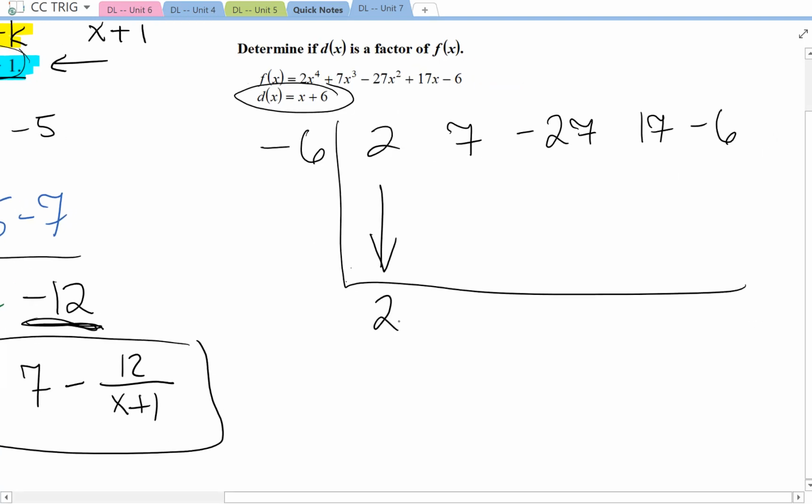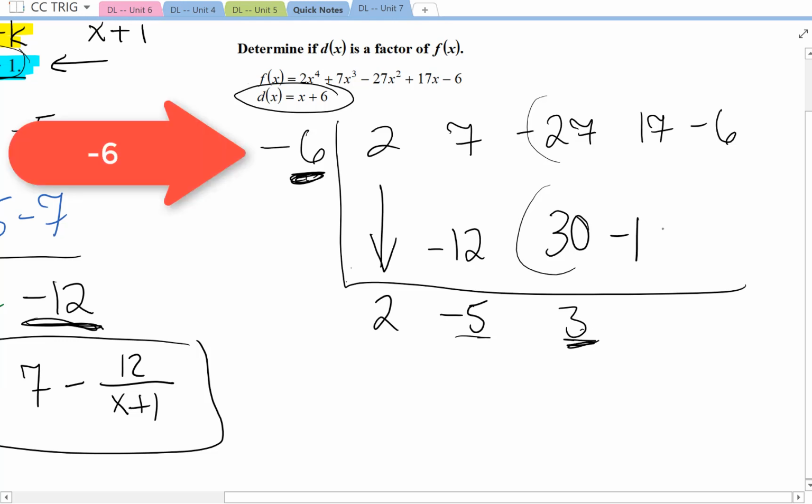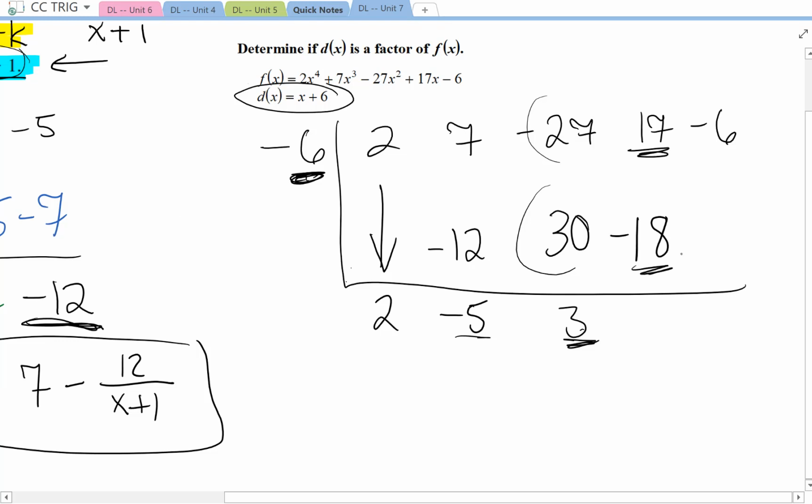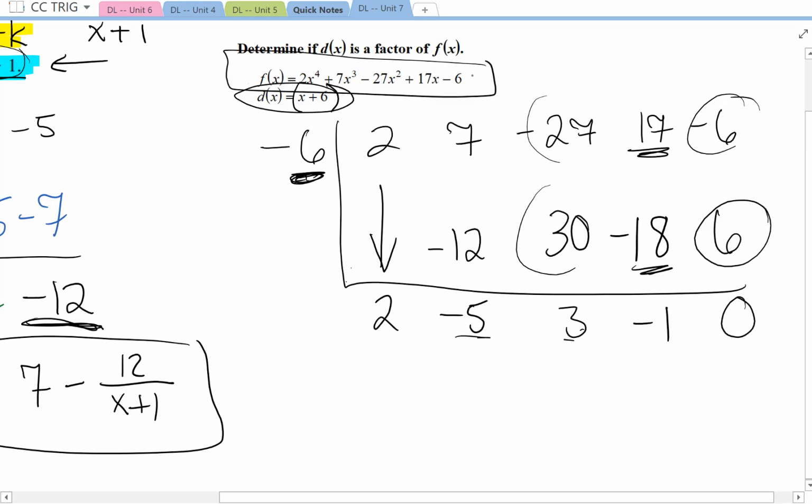So you have 2 times negative 6 is negative 12. 7 plus negative 12 is negative 5. Negative 5 times negative 6 is positive 30. Now we're adding negative 27 plus 30. That's 3. 3 times negative 6 is negative 18. 17 plus negative 18 is negative 1. Negative 1 times negative 6 is 6. Negative 6 plus 6 is 0. Yay! So x plus 6 is indeed a factor of this polynomial. And what is the remaining polynomial?